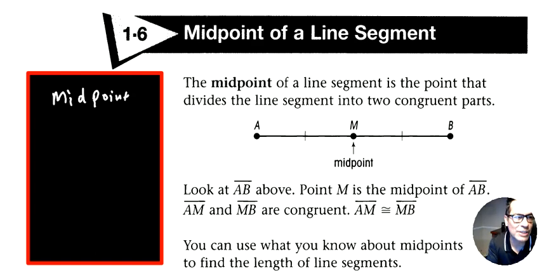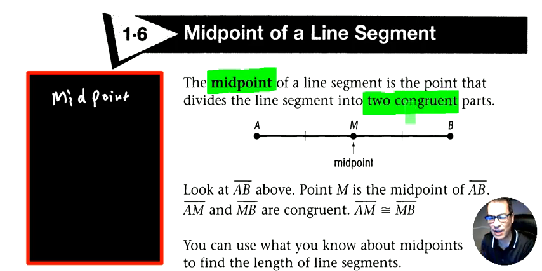So first off, let's do some vocabulary. A midpoint of a line segment is the point that divides it into two congruent parts. And last lesson we talked about what congruent means, right? They have the same measure. One of the ways we were able to tell that AM was congruent to MB was that there's a hash mark right in the middle of each one, which gave us a clue that this was going to be equal to this. So we had some congruency here.